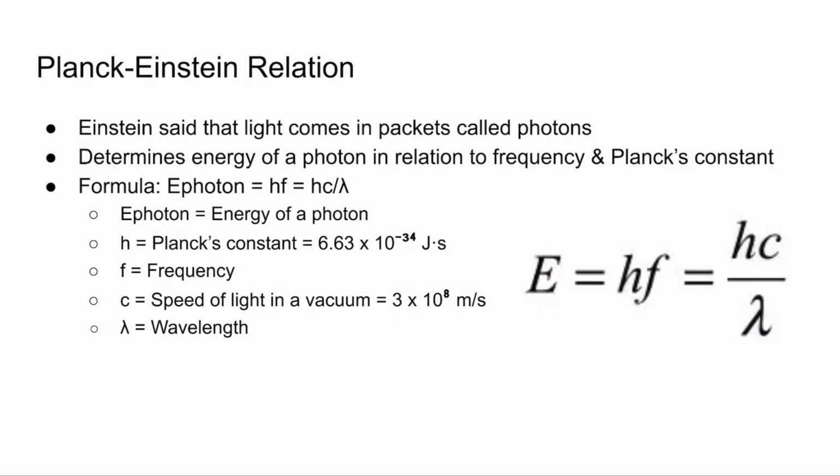Now here's an important formula that you need to know. This formula just determines the energy of a photon. The formula is E, or E photon, whatever you want to write, equals Planck's constant, which is 6.63 times 10 to the negative 34th, times frequency. It can also be written as Planck's constant times the speed of light in a vacuum divided by wavelength.